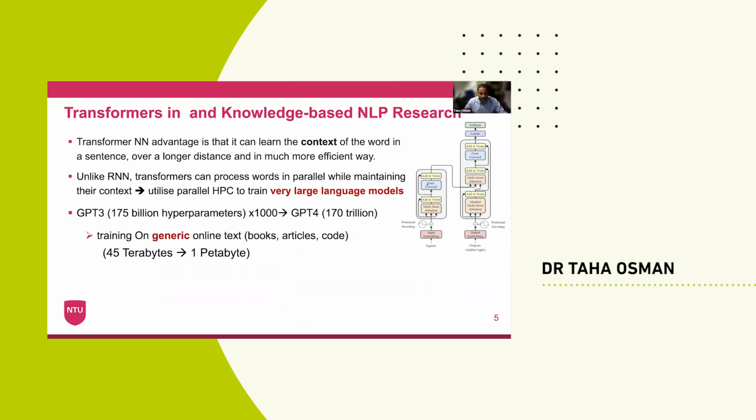Now, just to give you an idea of the size of data that we are working with in large language models, ChatGPT-3 uses 175 billion hyperparameters, and this has exponentially increased by thousandfolds to 170 trillion parameters in ChatGPT-4. However, these models, despite the colossal amount of data that they've been trained with, have been trained on generic online text that is freely available on the internet, on books, on articles, on code, if we are talking about text, and on images, videos that are available, or code, if we are talking about the other type of unstructured data that is used to train these large language models.